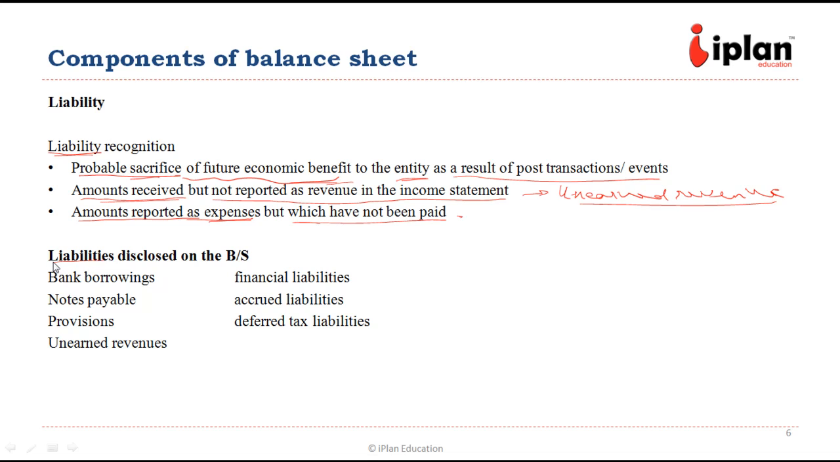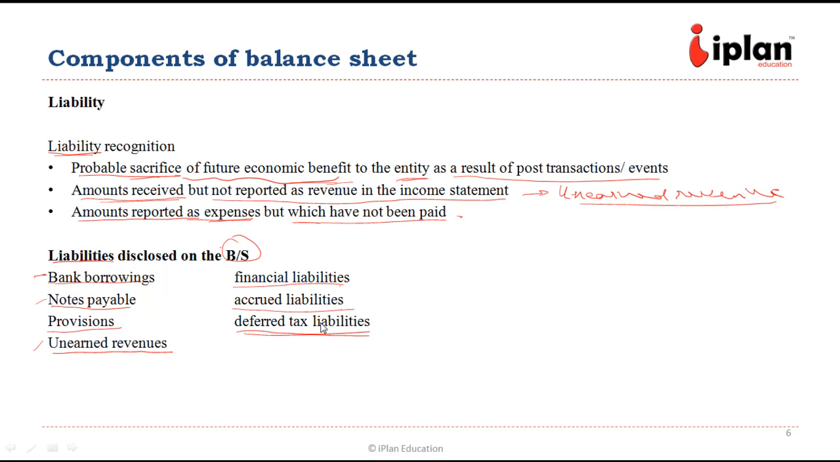These are various types of liabilities which are put on the balance sheet. For example, bank borrowing, it could be long-term or short-term liability. Notes payable, again short-term liability. There could be provisions for bad debts, etc. There are unearned revenues, which are again short-term liability. There could be financial liabilities or accrued liabilities. And finally, there could be deferred tax liabilities. Tax which is due but has not been paid yet is a deferred tax liability.